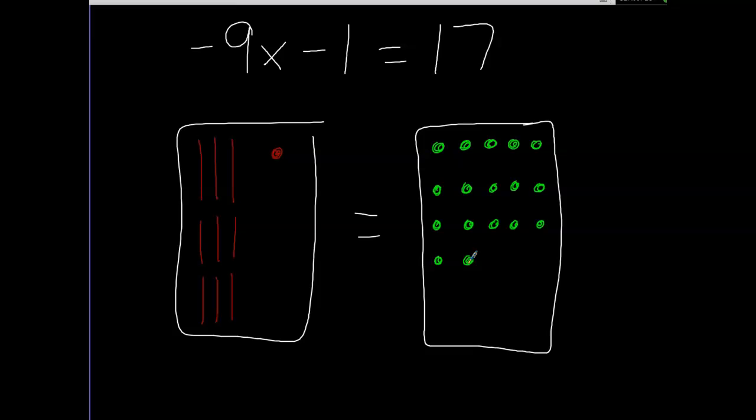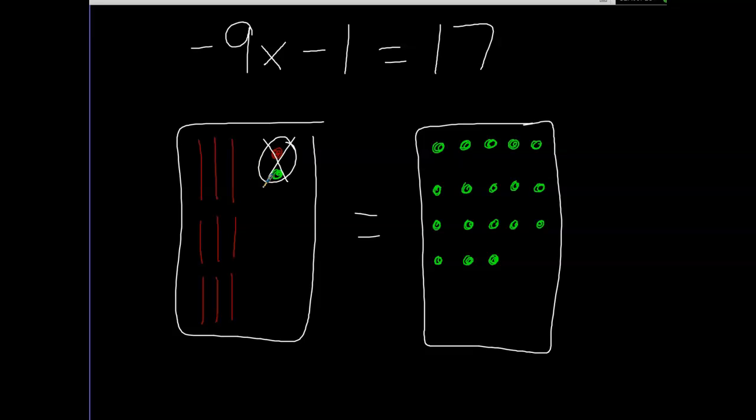All right, we always work on the side that has the variables. So with the variables, I have 1 negative. In order to get rid of that 1 negative, I need to add 1 positive. What you do to one side, you always have to do to the other. So I add a positive there. I make a 0 pair, so now I can get rid of it. So now I have 9 negative x's equals 18 positives.